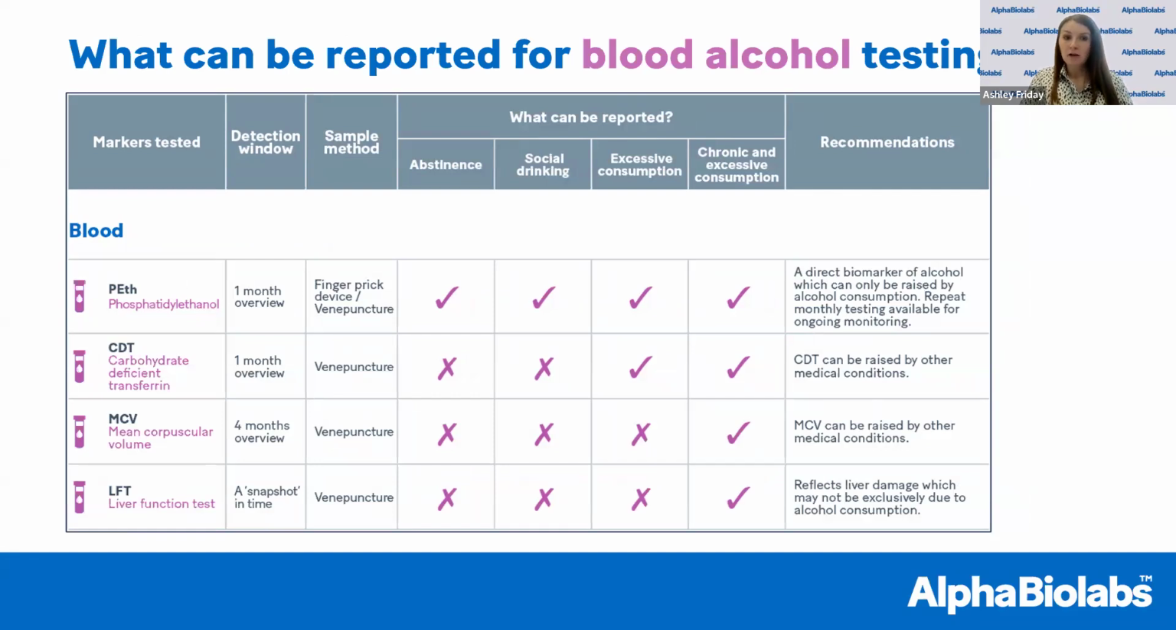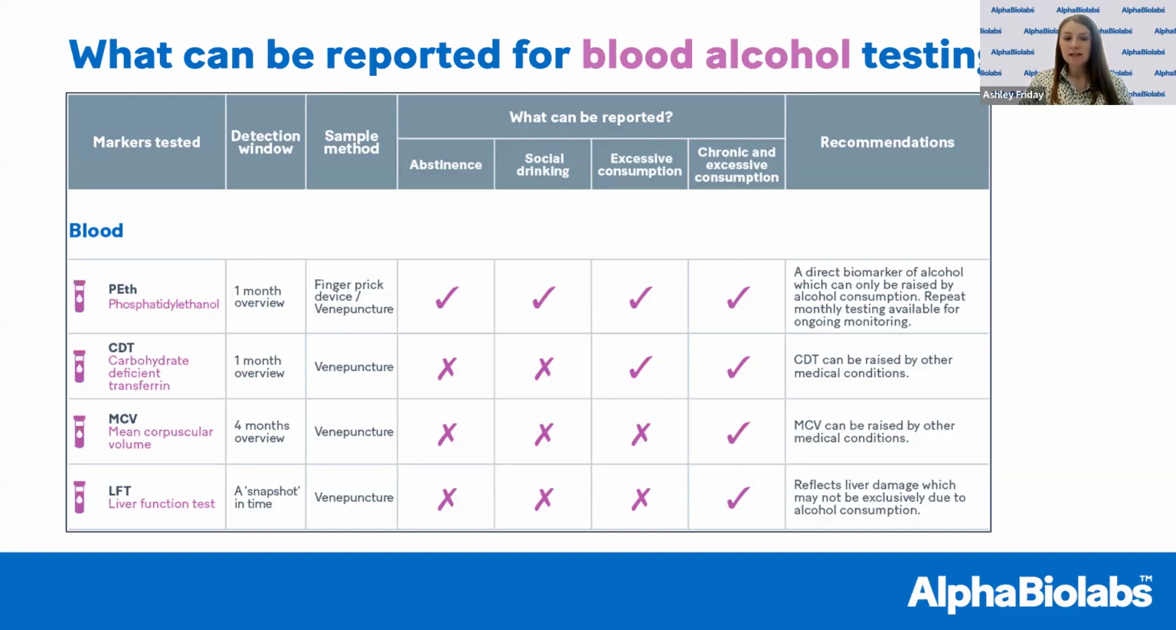We can also offer alcohol testing through blood. So if your client didn't have an available sample that we just discussed, we could use a blood sample to offer alcohol analysis. And there are 4 different types of blood testing that we can offer. So the top one, the PEth, the one that we would recommend, we'll come on to in just a moment because we're going to look at that on a separate slide.